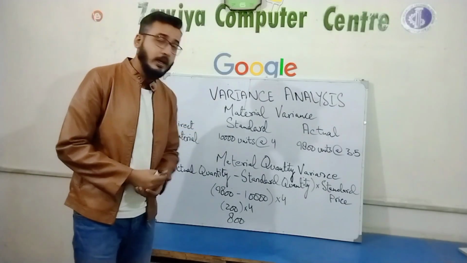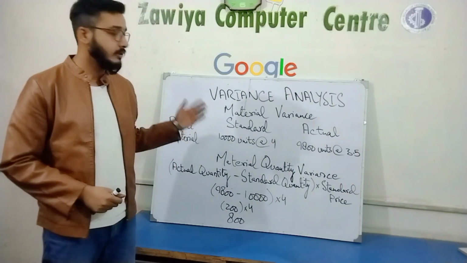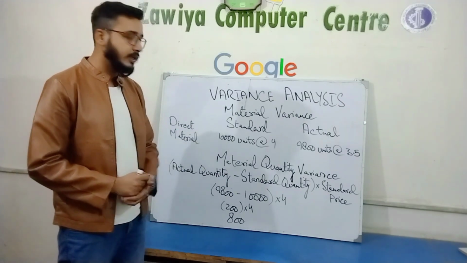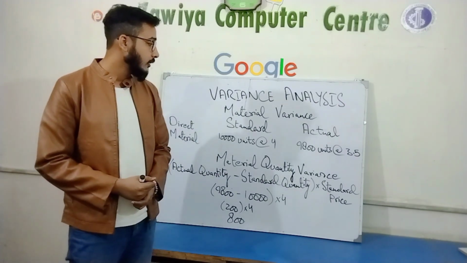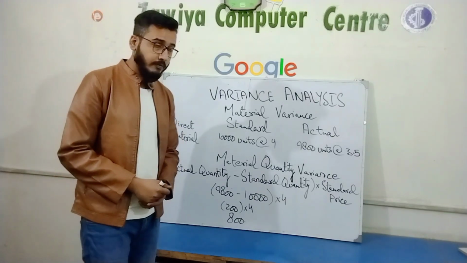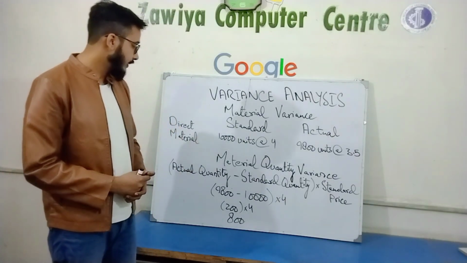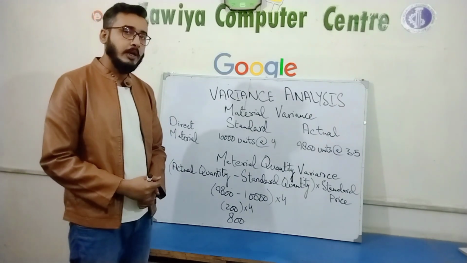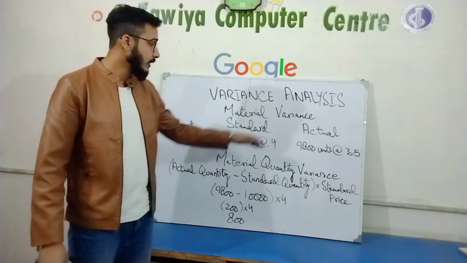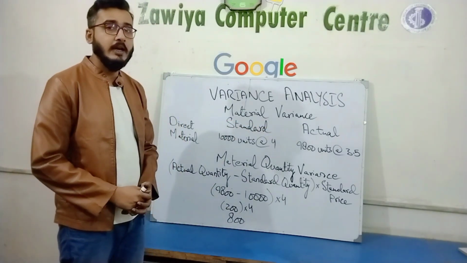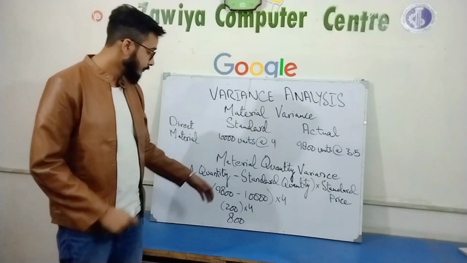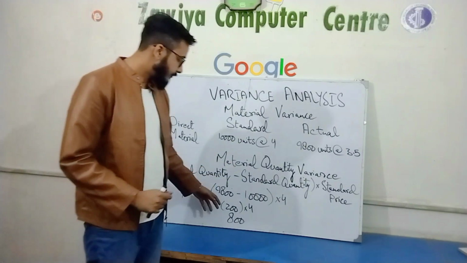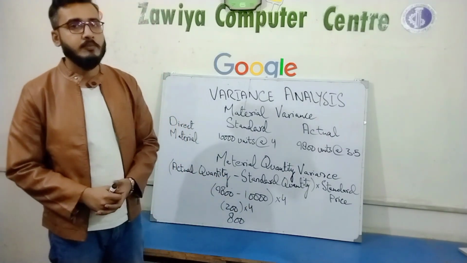Okay, now next we have material quantity variance with the same question as we wrote in the last variance, that we have 10,000 units at 4 and 9,800 units at the price of 3.5. Now material quantity variance has the formula actual quantity minus standard quantity, multiplied by standard price. So here we have actual quantity of 9,800 and standard quantity of 10,000 units. So by deducting 10,000 from 9,800 we have 200, multiplied by the standard price, which is 4.